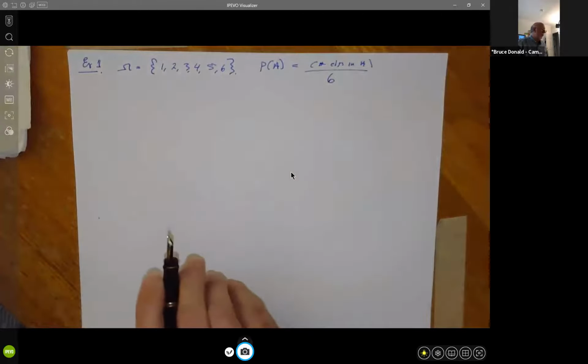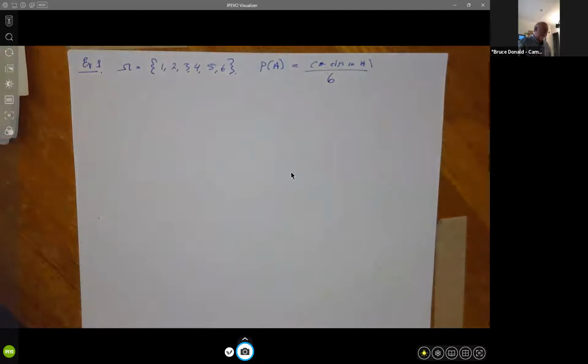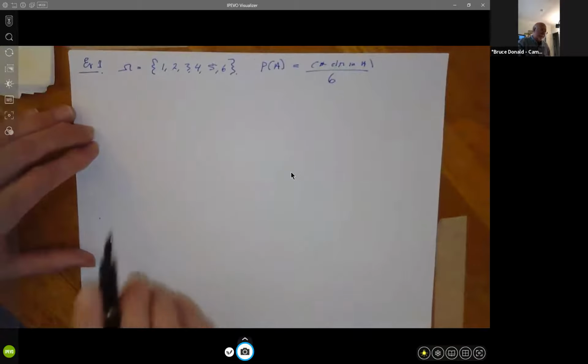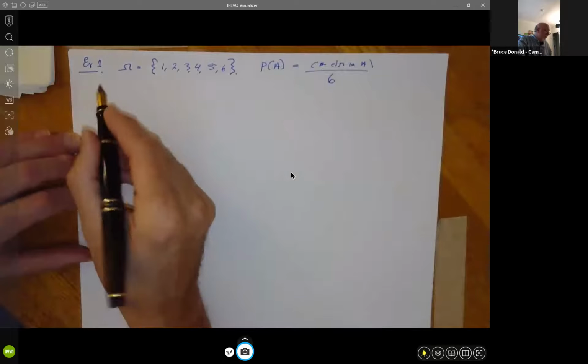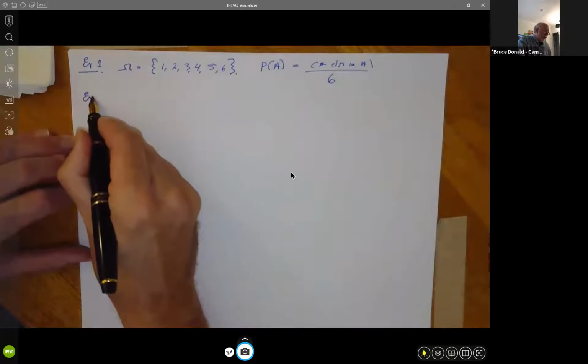So here the random experiment is rolling a fair die. And for example, A could be the resulting value is even, the resulting value is odd, the resulting value is a prime number, or the resulting value is 6. Let's look at another example, a little more interesting, and relating back to what we introduced with.